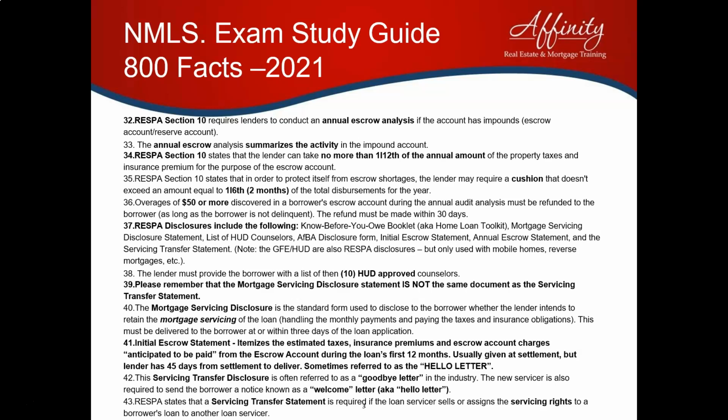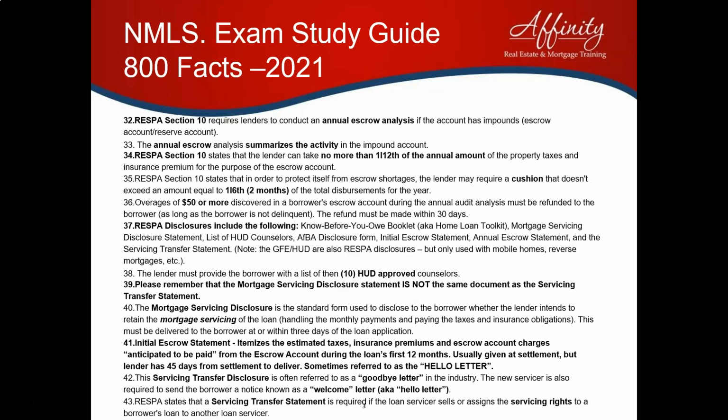All lenders may not do this, but some lenders might. The word is they are providing a cushion. Overages of $50 or more discovered in the borrower's escrow account during the annual audit and analysis must be refunded to the borrower as though the borrower is not delinquent. The refund must be made within 30 days.